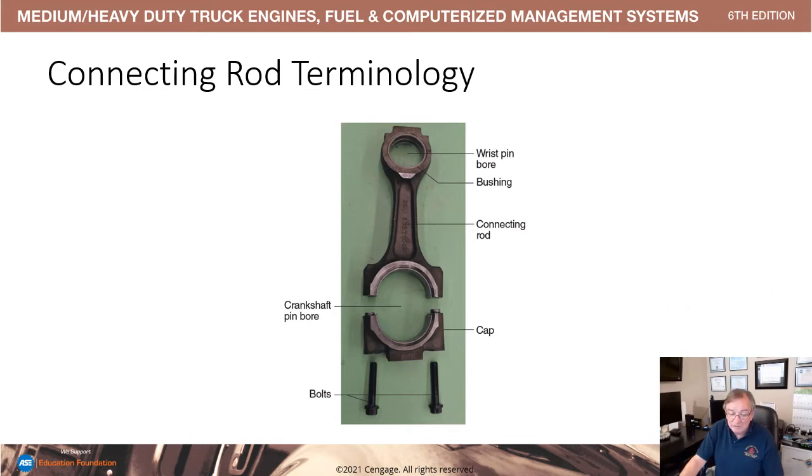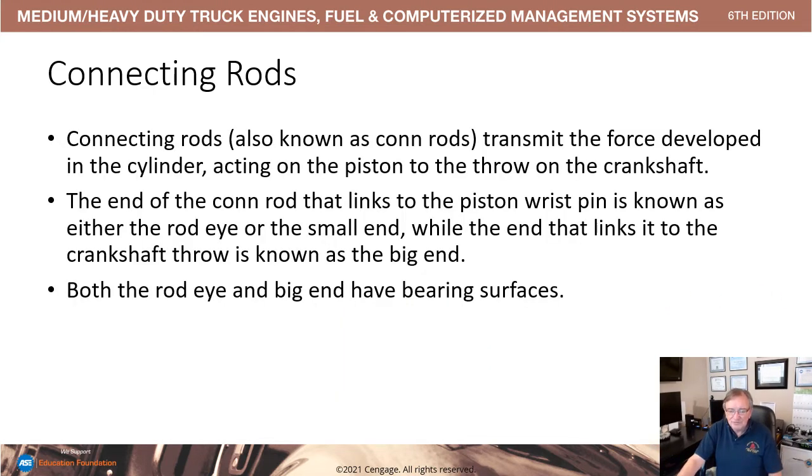Connecting rods transmit the force developed in the cylinder. The end of the connecting rod that links to the wrist pin is known as either the rod eye or the small end, while the end that links to the crankshaft throw is known as the big end. Both the small end and the big end have bearing surfaces.